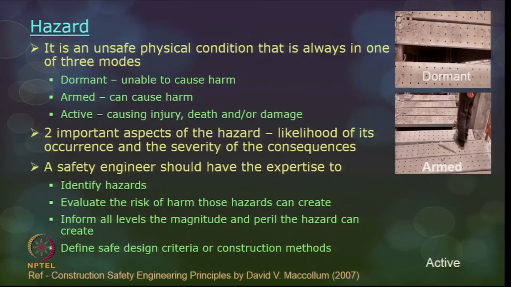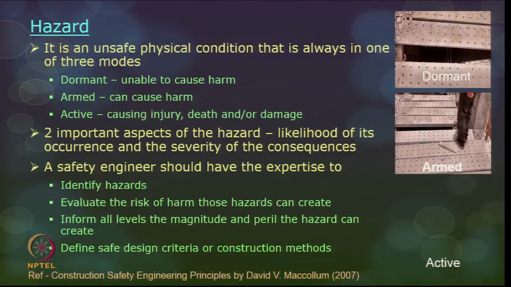So, what is a hazard? Many of these issues are known to you because this was discussed in the first week of the lecture itself. A hazard is an unsafe physical condition that is always present in any construction site. This hazard is in one of three modes: dormant, armed, and active. Dormant will not cause any harm. It is available, but it is not in the pathway where the workers are moving, or it is not visible to the workers, but the hazard is still there.